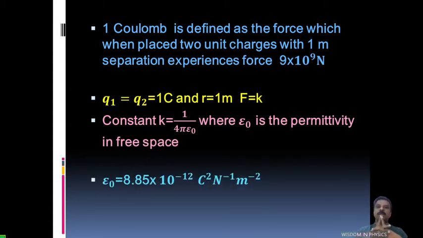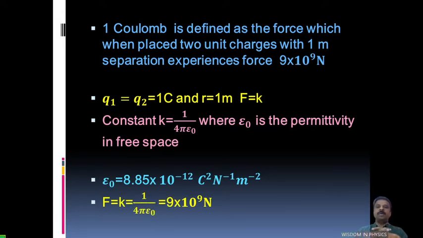Its numerical value, the epsilon 0 value, is 8.85 into 10 to the power of minus 12 Coulomb square Newton inverse meter to the power of minus 2. How does this unit come? We know that F is equal to 1 upon 4 pi epsilon naught Q1 Q2 by R square. Therefore, epsilon naught is Q1 Q2 divided by F R square. So, Coulomb into Coulomb, Coulomb square, divided by Newton meter square. When you bring the Newton meter square to the numerator, you will get Newton power minus 1, meter power minus 2 and Coulomb square. That is the unit for this.